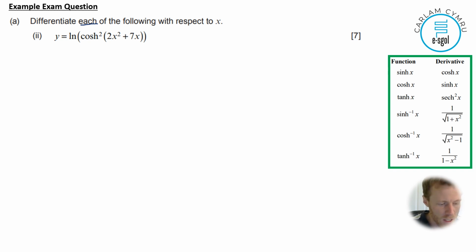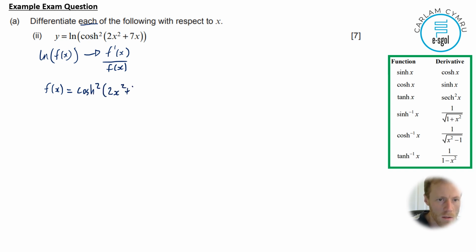So differentiating the natural log, if we have a natural log of a function, when we differentiate that, that's going to give us the derivative of the function on top, and then the original function underneath. So I want to look at the function that's inside my brackets and then differentiate it. So let's take the f of x as cosh squared 2x squared plus 7x.